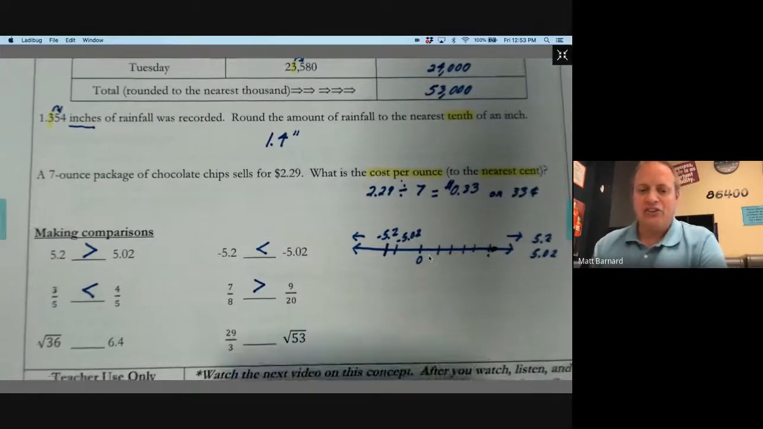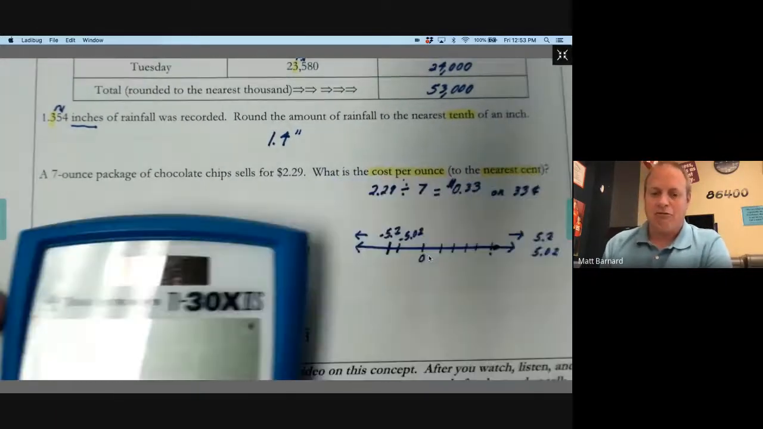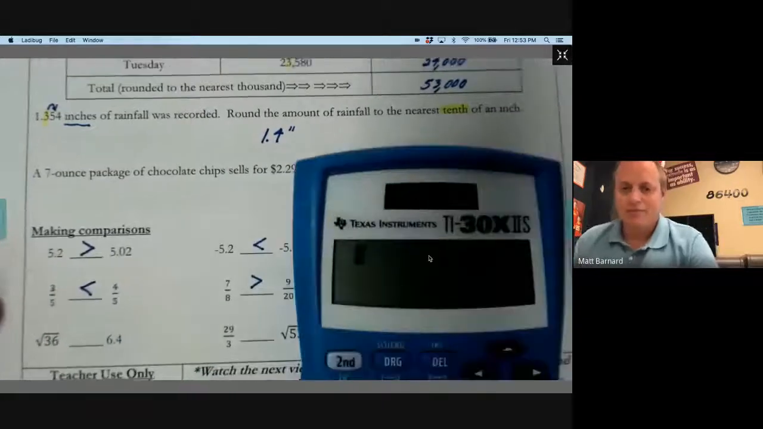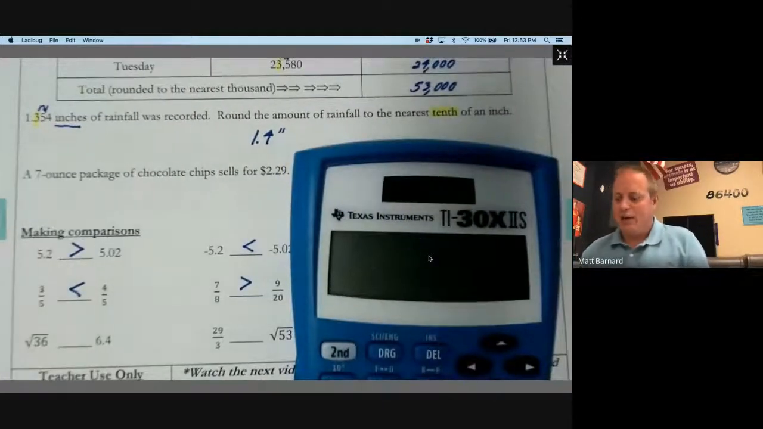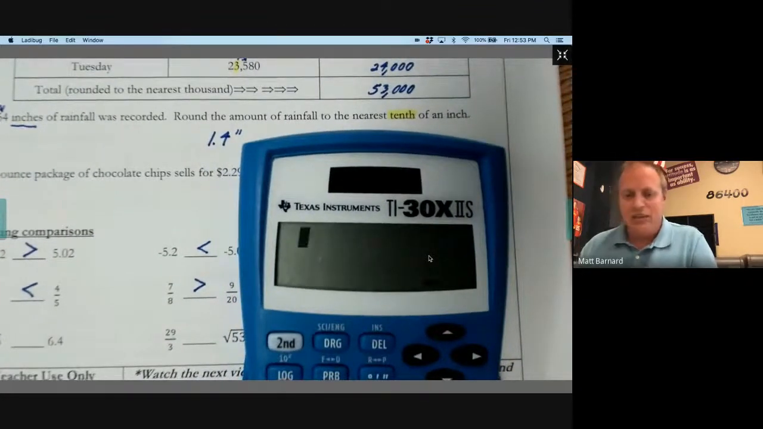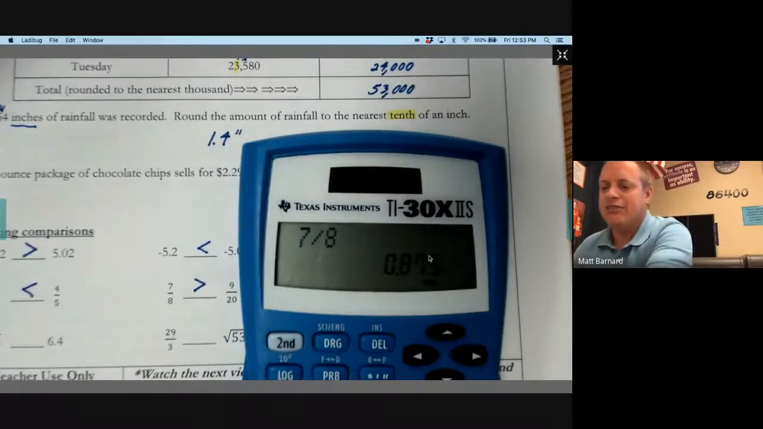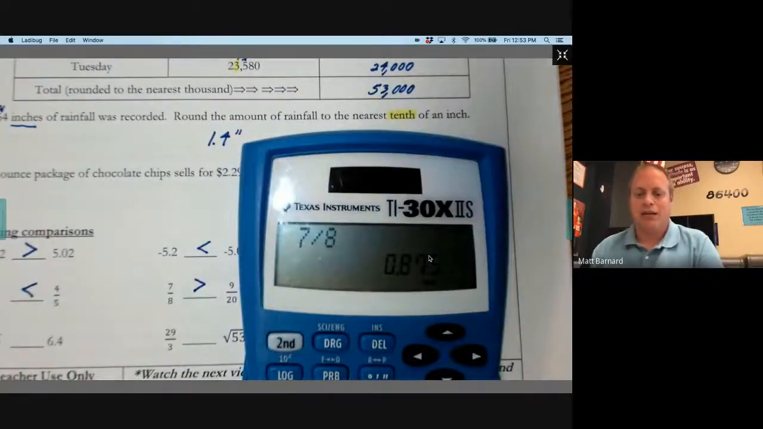We can also use our trusty calculator to answer some of these fractional type items. So let's say that we have 7/8 and we want to change it to a decimal to be able to compare. Well, we can do that one of two ways. We can do 7 divided by 8 to get the decimal, which is 0.875. Might help a little bit.